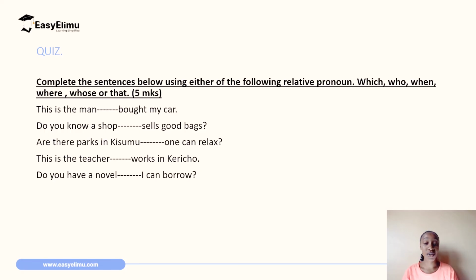use. So you can say, do you have a novel that I can borrow? Do you have a novel that I can borrow? Have a look at the rest and attempt to complete those sentences.